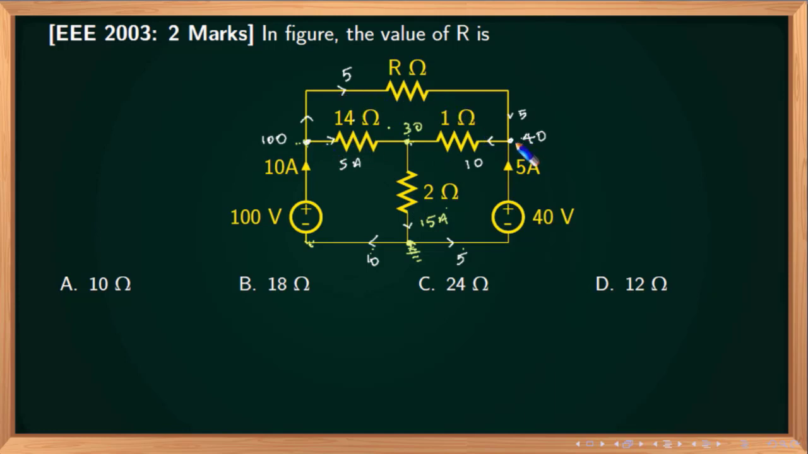Now the potential drop between these 2 points will be the potential drop across the resistor, because if this is 100, this is connected by a piece of wire, so this is also 100. If this is 40, this is connected by a piece of wire, no other components are there in between these 2 points. So if this is 40 volts, this must also be 40 volts, which means that the potential drop across the R ohm resistor will be 100 minus 40, which is 60 volts. Now current is 5. So 60 divided by 5 must be 12. So 12 ohms must be the value of R.